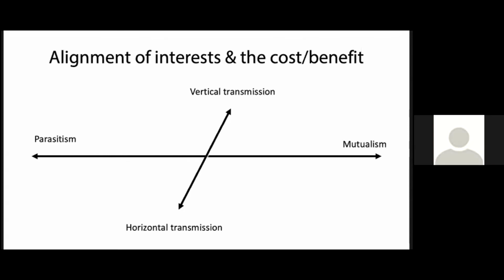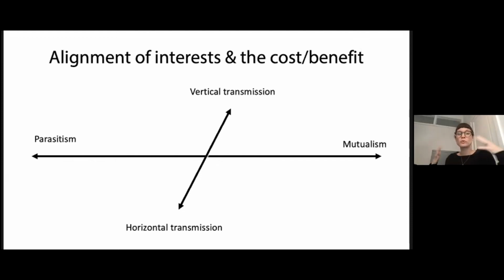A couple of factors have been found to contribute to where we find ourselves on this spectrum between parasitism and mutualism. So there are some things that can better align the interests of the host and the symbionts. One of these factors is the mode of transmission, and we see that vertical transmission favors cooperation, as the microbial symbionts have an interest in the host's successful reproduction.